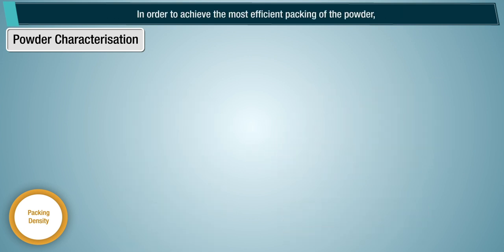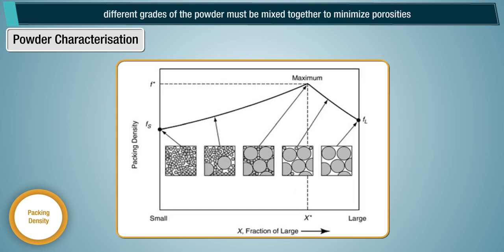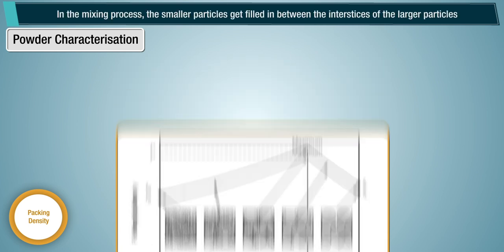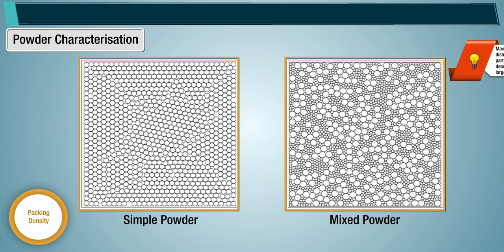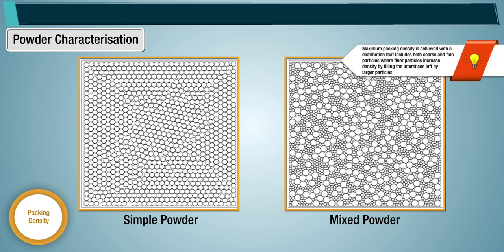In order to achieve the most efficient packing of the powder, different grades of the powder must be mixed together to minimize porosities. In the mixing process, the smaller particles get filled in between the interstices of the larger particles. This reduces the amount of voids, and consequently improving the packing of the powder and part quality. Note: maximum packing density is achieved with a distribution that includes both coarse and fine particles, where finer particles increase density by filling the interstices left by larger particles.